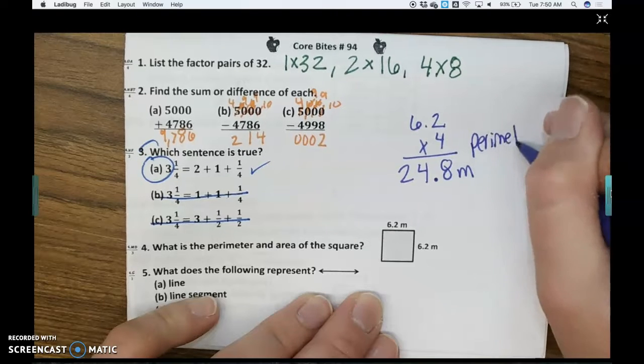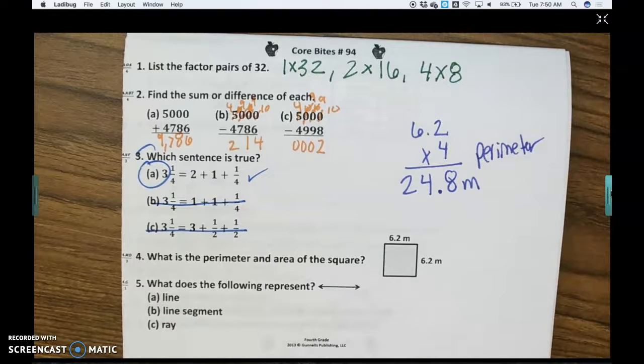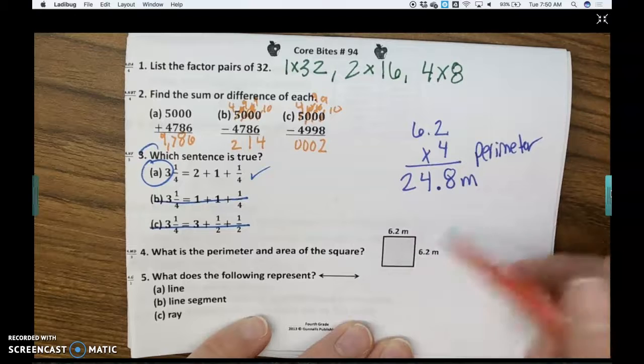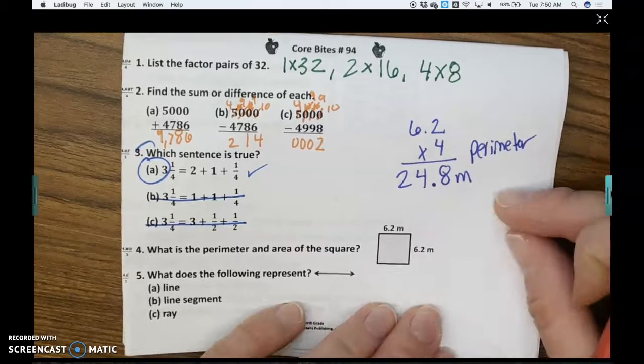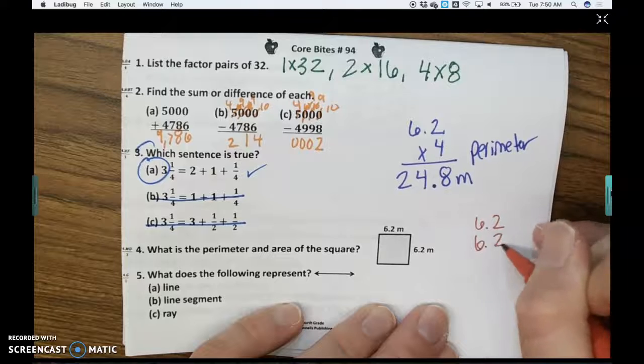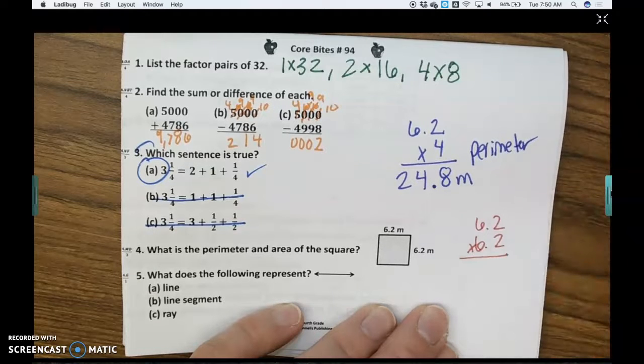And then for the area, you're going to multiply length times width. So for this, they're the same, but you still got to multiply them because perimeter is the outside, area is the filling of it, what takes up the inside. So 6.2 times 6.2. 2-digit times 2-digit, basically.